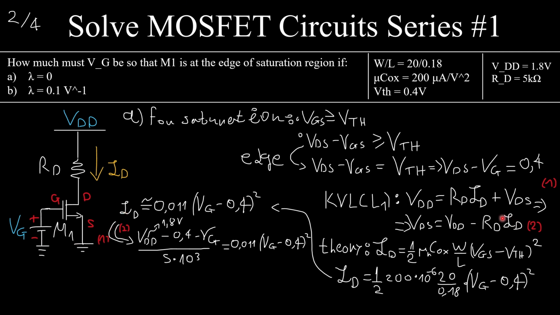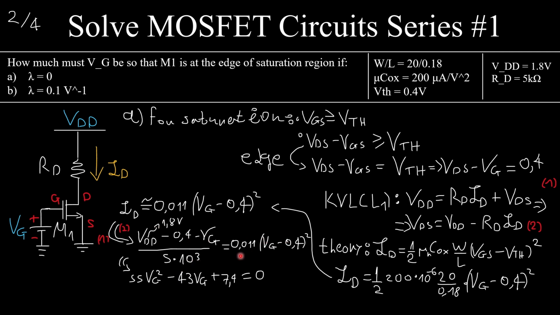The ID is this ID. ID is equal to (VDD minus VDS) over RD, and I know that VDS is nothing but 0.4 plus VG. So I replace everything here. VDD is nothing but 1.8 volts. I know RD is 5 kilo ohms. I replace everything as is. Again, I'm careful to put 5 kilo ohms, not 5 ohms, so 5 times 10 to the power of 3.